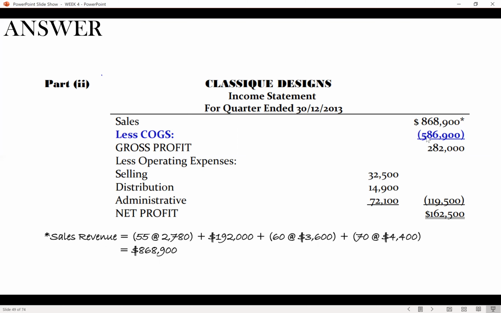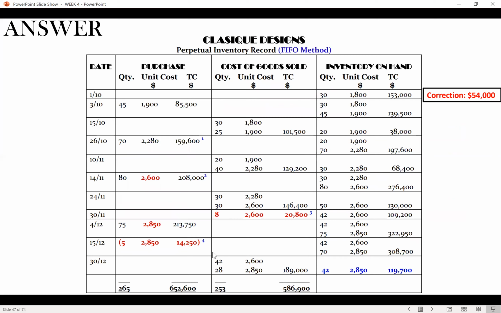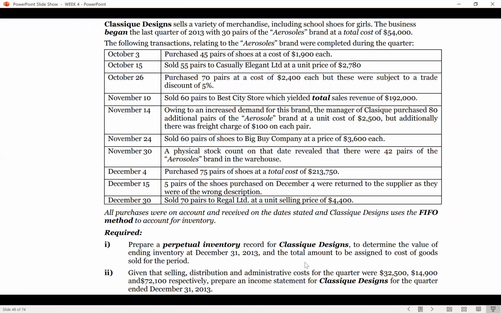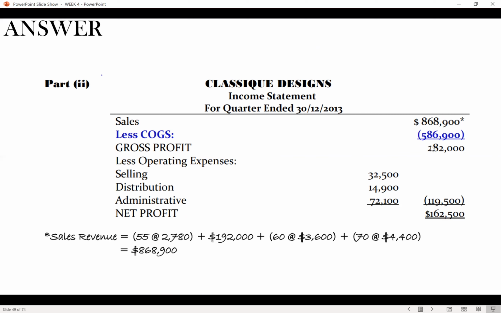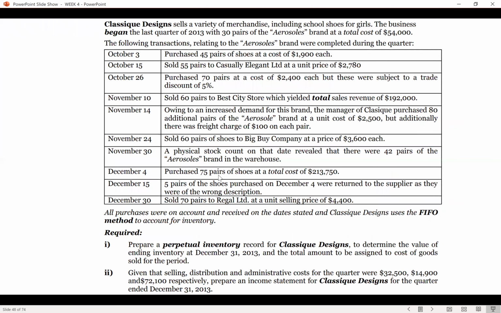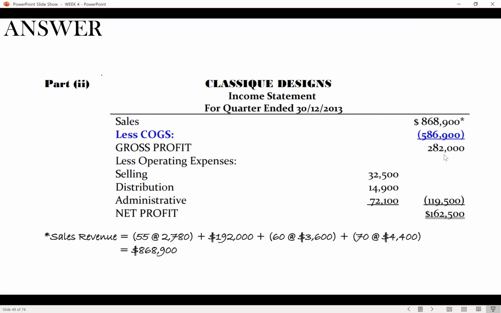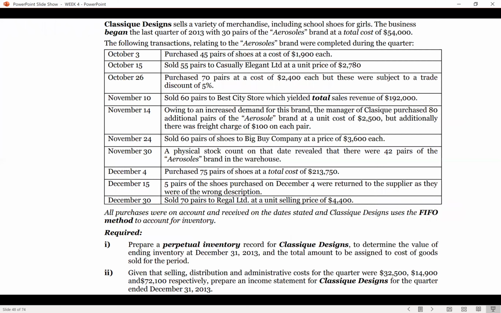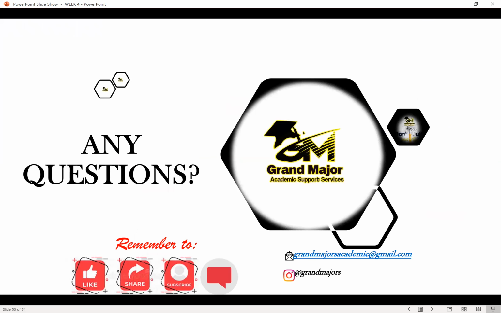Our cost of goods sold, we say, comes from our perpetual inventory records table. This figure here, that's what goes there. Subtract that from our sales, we get our gross profit. Then from that, we subtract all our operating expenses, which are this additional information that they gave us. We subtract those from our gross profit, and we would have gotten our net profit. So answering all the requirements for this question, we've successfully satisfied all of that.